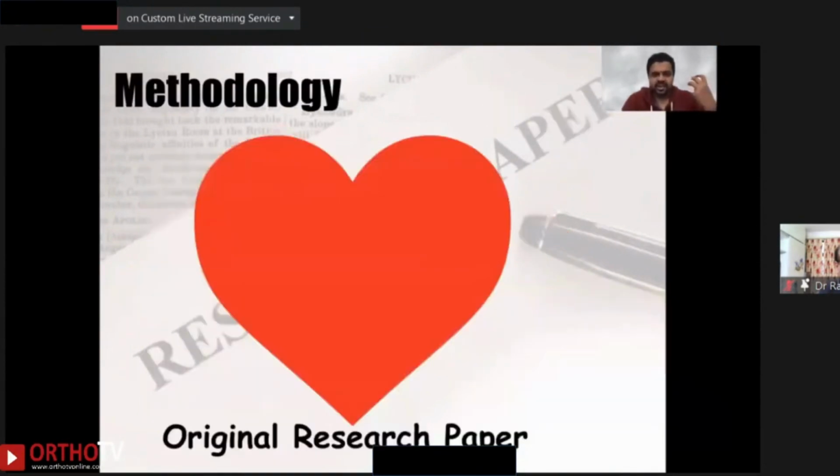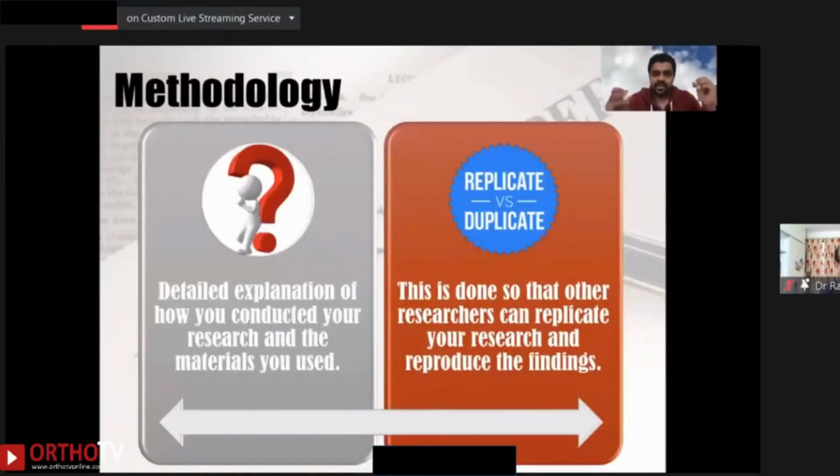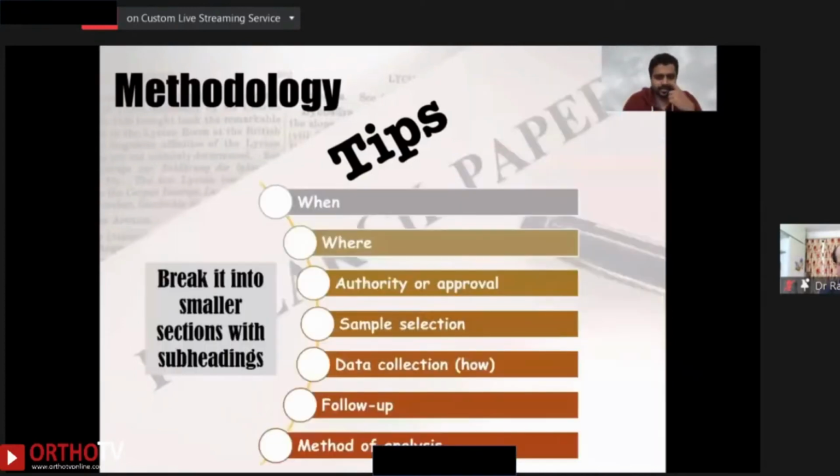Methodology is the crux, the heart of the original research paper, wherein a detailed explanation of how you conducted your research should be given. It's important for the findings. So some of the tips are: describe the steps you took as though you are telling a recipe, like steps 1, 2, 3. But again, be wary, not too much detail.